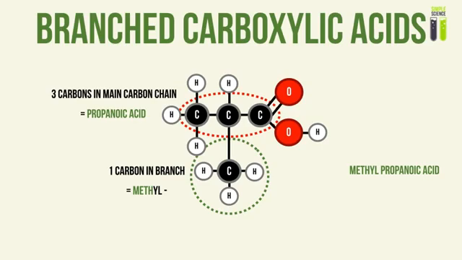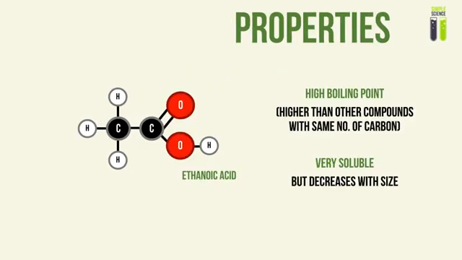So as I said before, the carboxyl group, the functional group of the carboxylic acid, is responsible for the properties of the acid and also the reactions. So let's first look at the physical properties of this type of organic molecule. It has a high boiling point, higher than most other compounds of the same number of carbons. What is generally responsible for this is the hydrogen bonding, which you will learn later at A level.